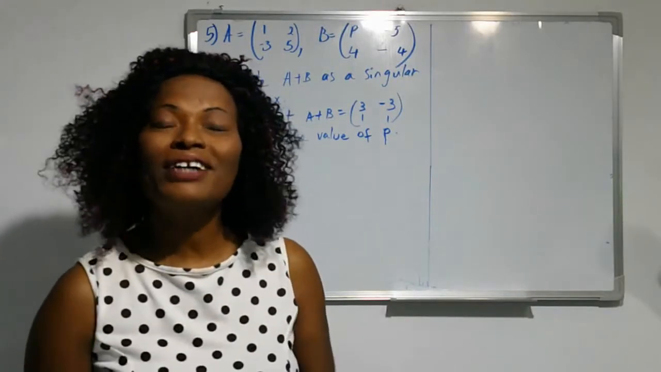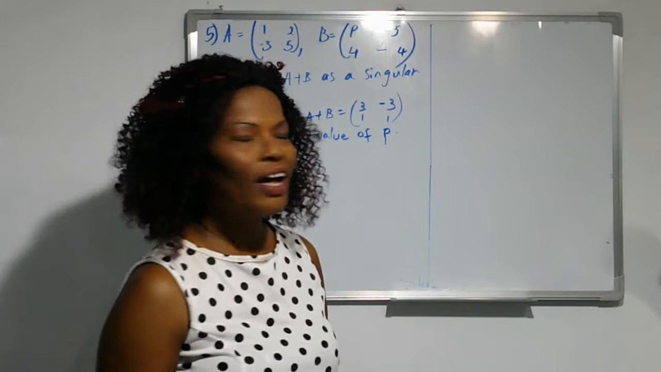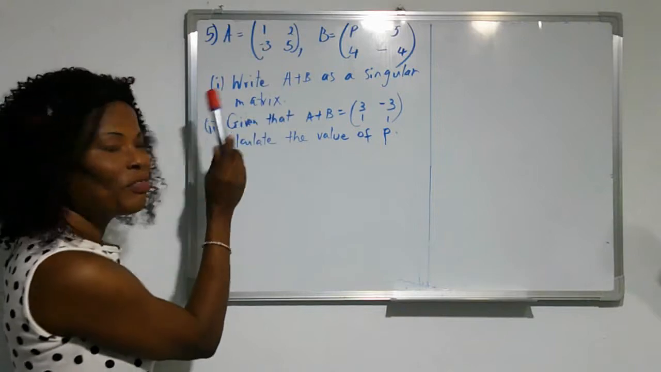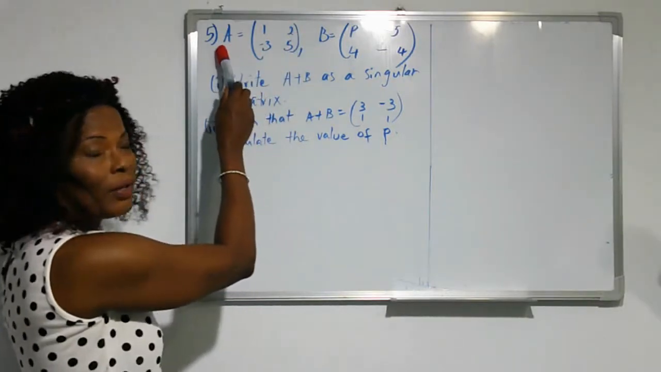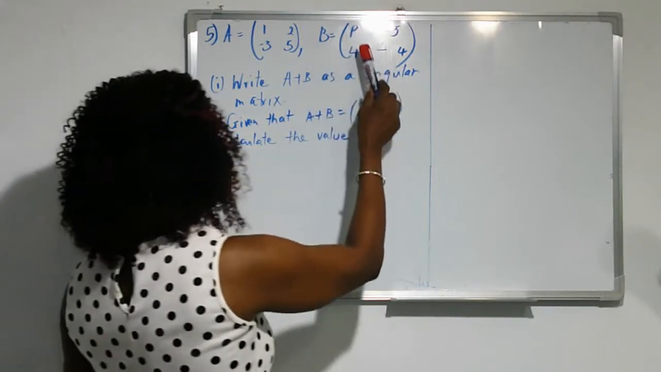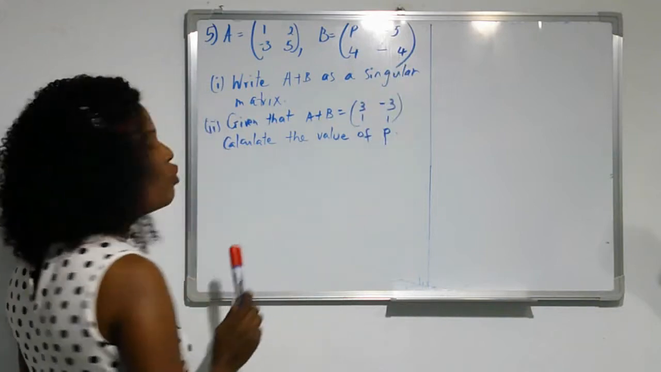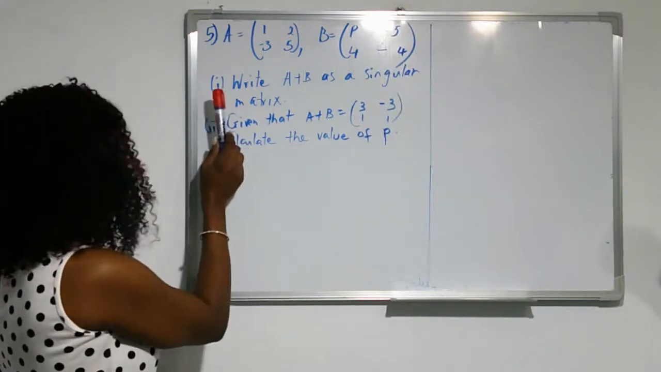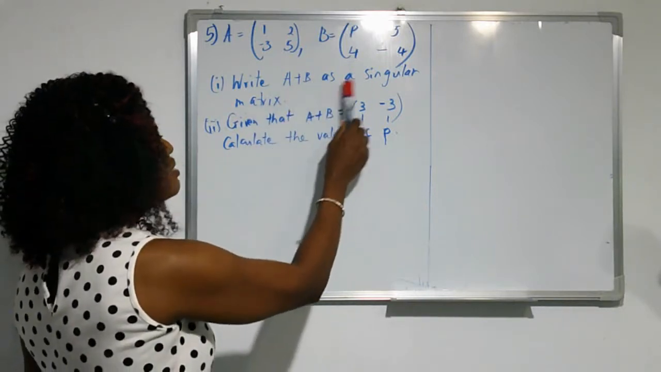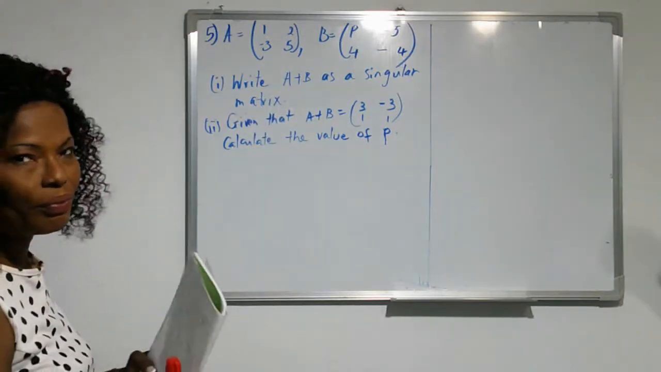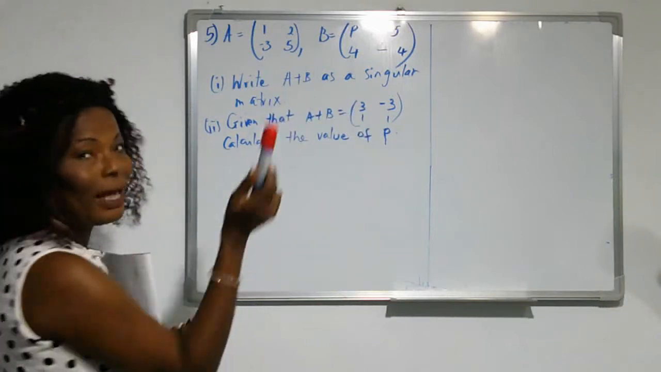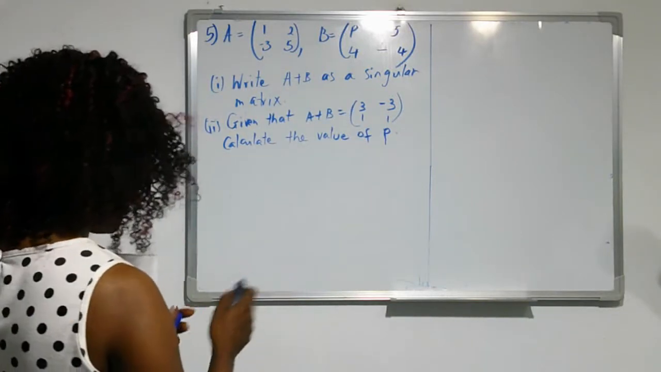We're now on to our last question in our Take 5 series. Number 5 says A equals 1, negative 3, 2, 5 for A. And remember, we use a capital letter to name a matrix. B equals P, 4, negative 5, negative 4. And in part I, it says write A plus B as a singular matrix. Okay? As a singular matrix, which means that we're going to combine A and B. That's the gist. Let's go.